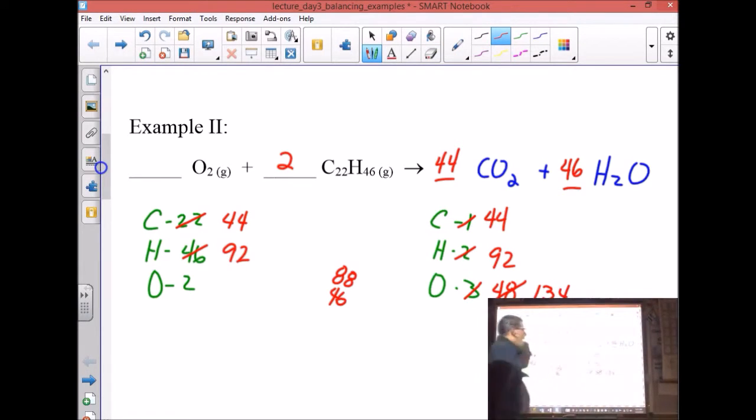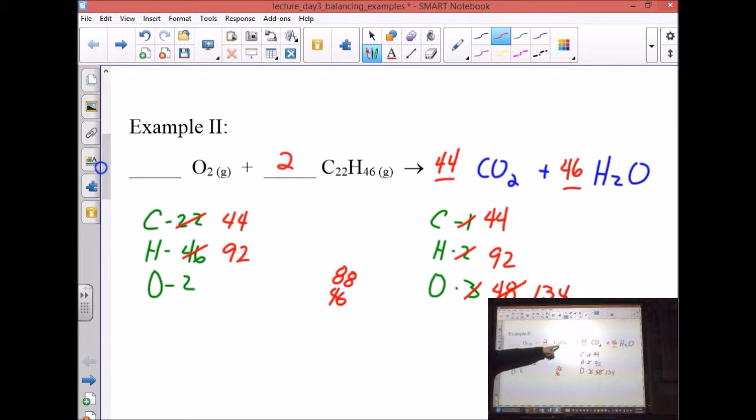Okay. Now, let me ask you, are there any oxygens in this hydrocarbon? No. So the 134 is strictly for this oxygen here. So what's 1/2 of 134? What is it? 67? That I like. I hope it's not 66.